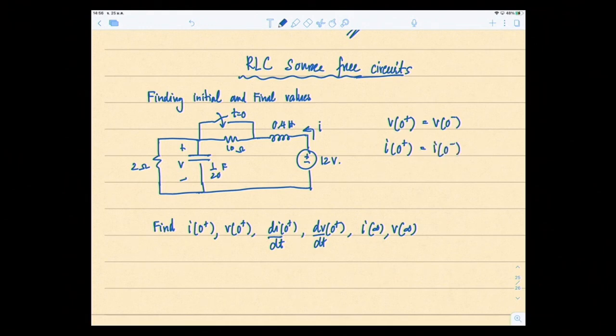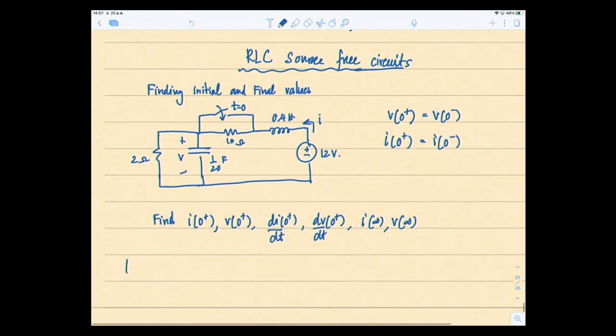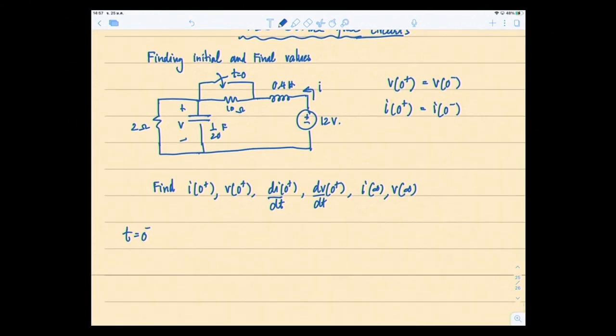So we always have to find out what energy is stored in our inductor or capacitor before the switch moved. It actually becomes our priority. So we look at our circuit at t equal to 0 minus. Draw it out, please. You have to draw it out; don't imagine it in your head. What does the switch look like? It was open before t equal to 0.